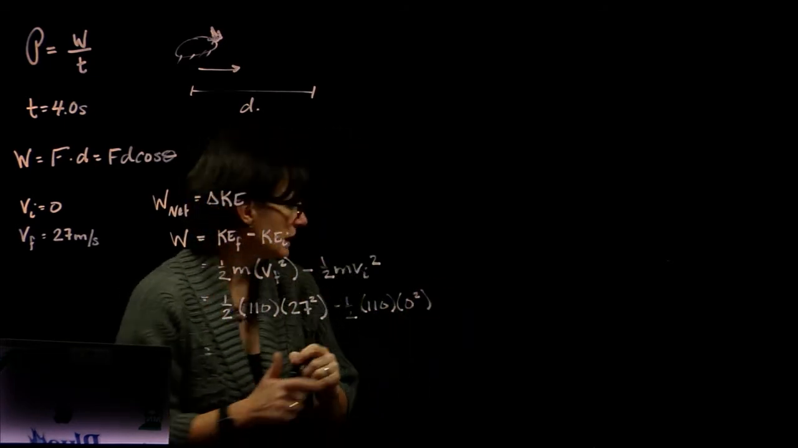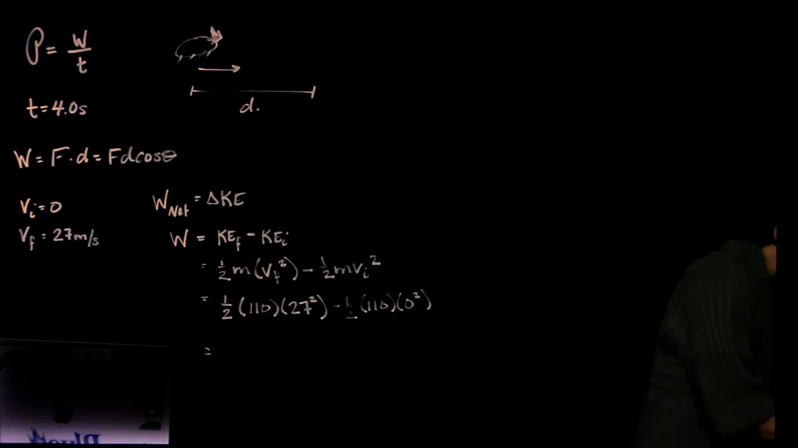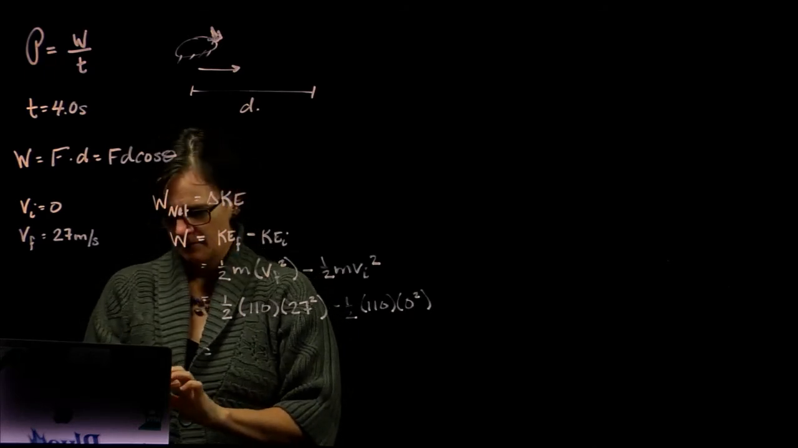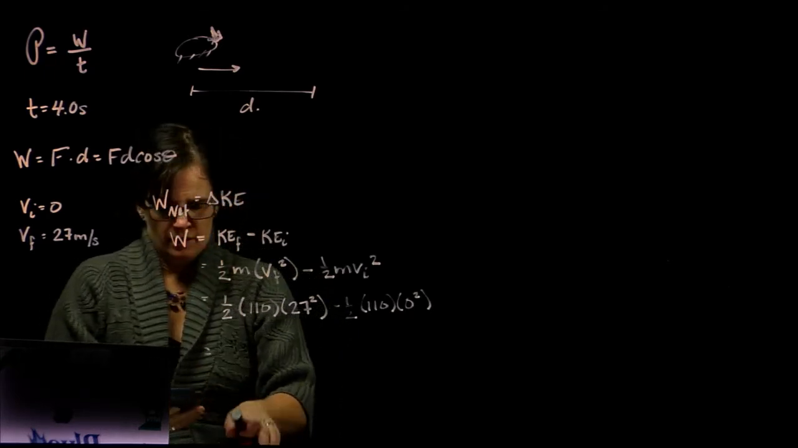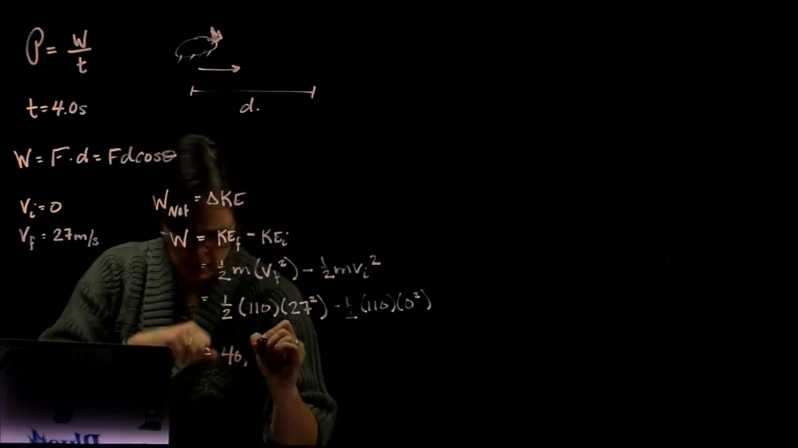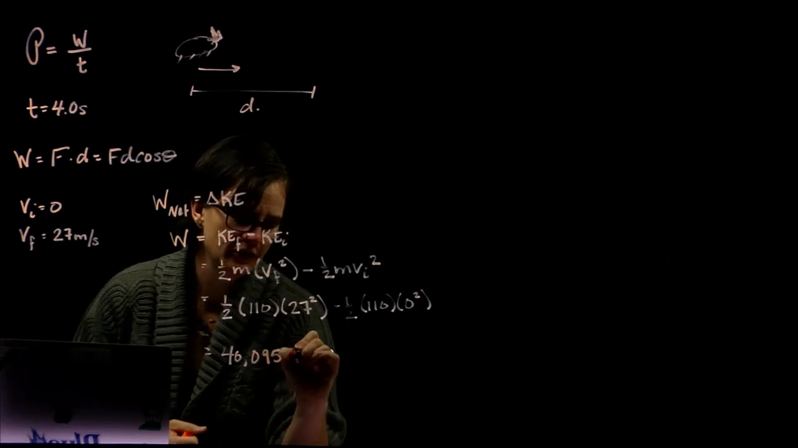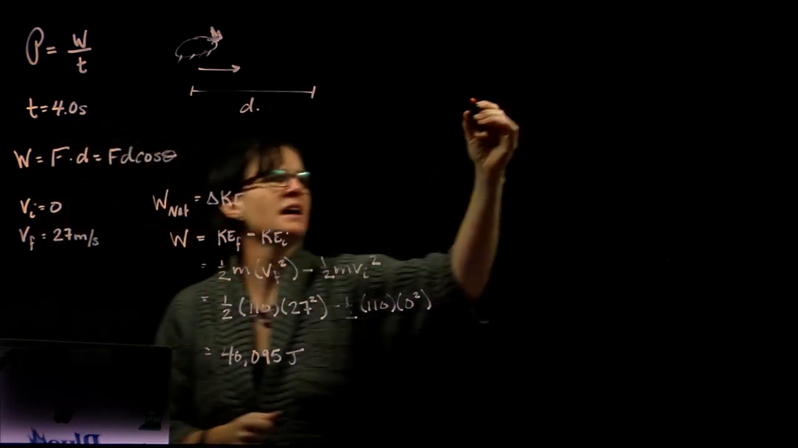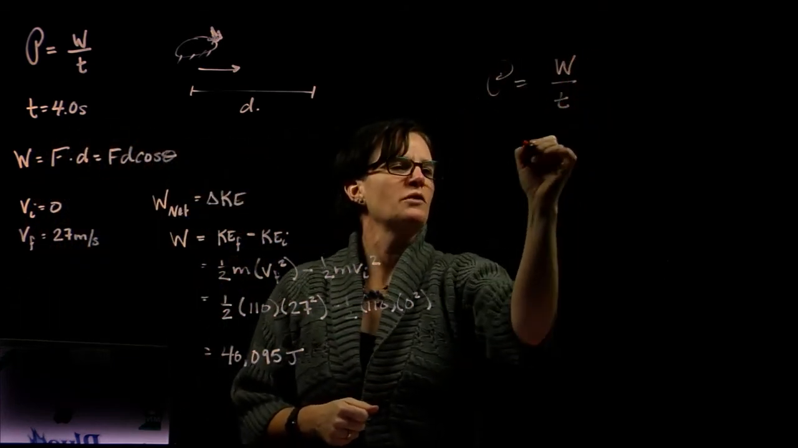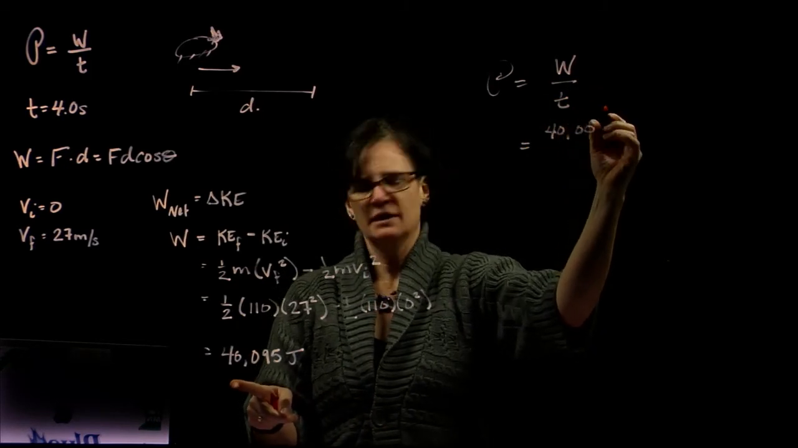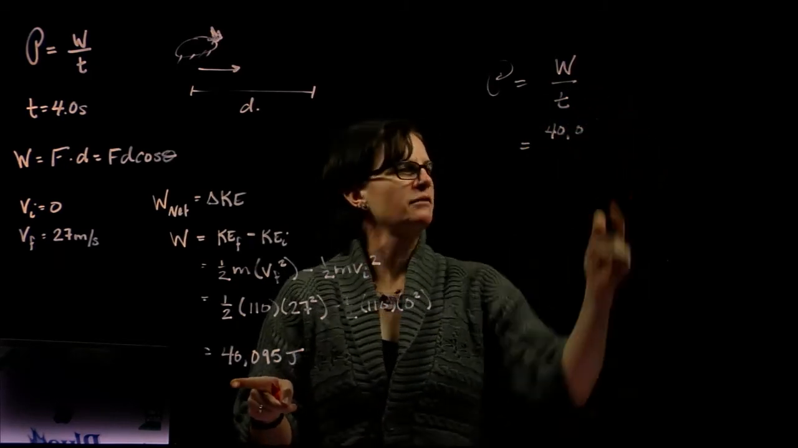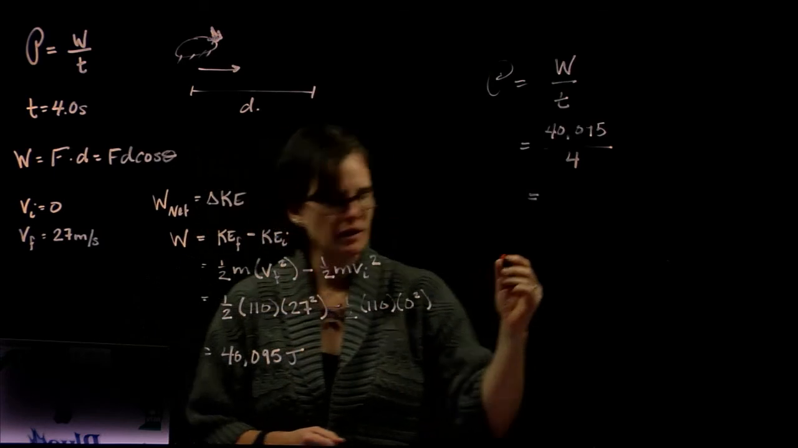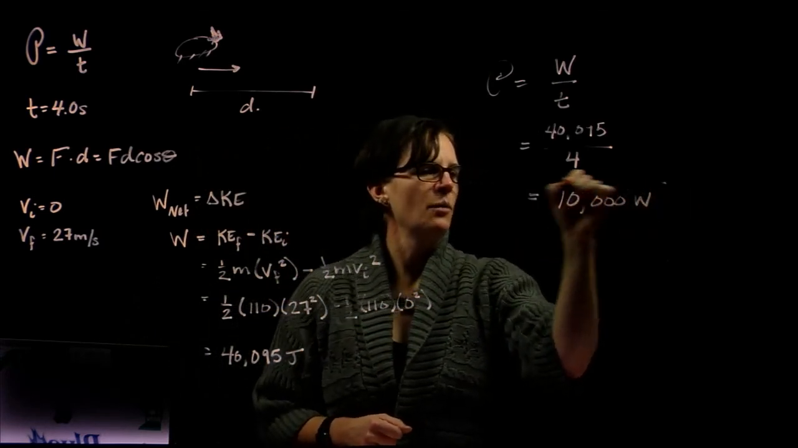So this gives us, and I need to grab my calculator. All right, so this gives us a change in kinetic energy of 0.5 times 110 times 27 squared, which is 40,095 joules. So that is our work. All right, so I know my work, and now I can do my power relationship, which is work over time. My work is 40,095, I'll just put in the full number since we'll round at the end, divided by my time of 4 seconds. The power of the cheetah is 10,000 watts.